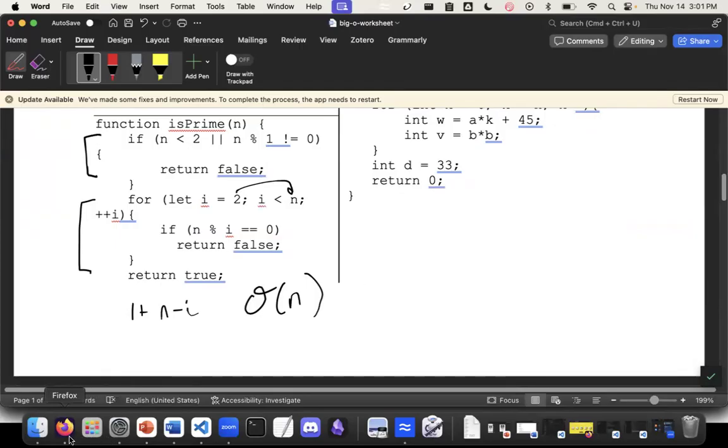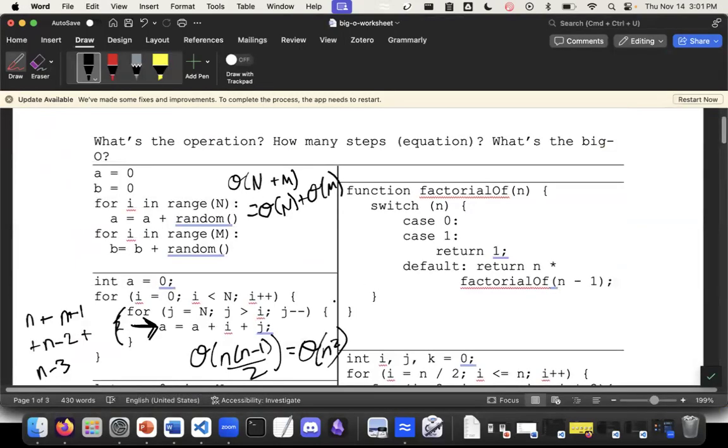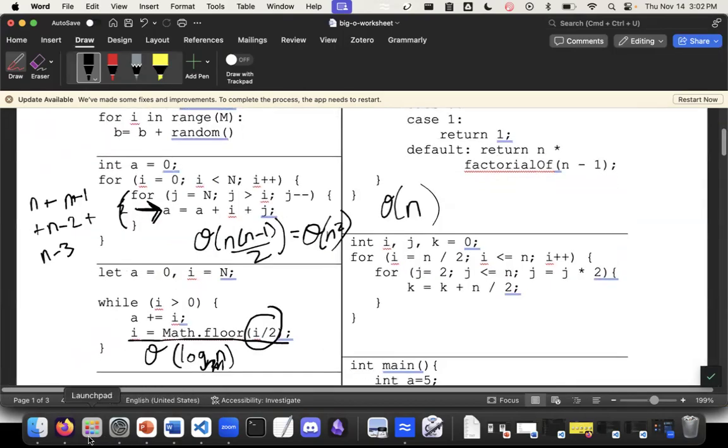Okay, next group. Factorial? Yeah. Why? Since it's just running through the equation once. Right, so once per number. So n minus 1, n minus 2, n minus 3, down to 1. And so since we just do that calculation n times, then it's just n. Great.